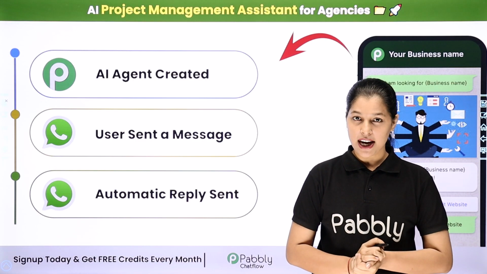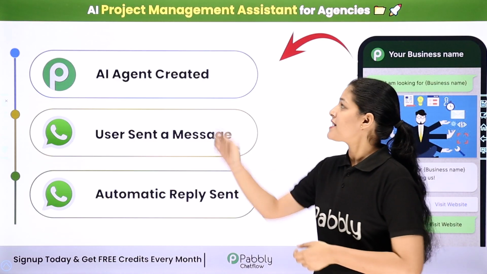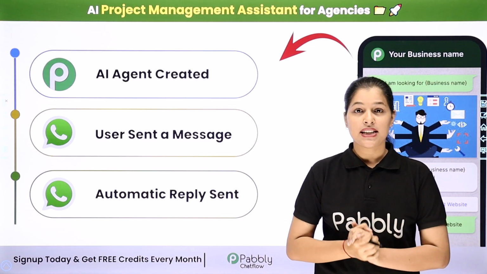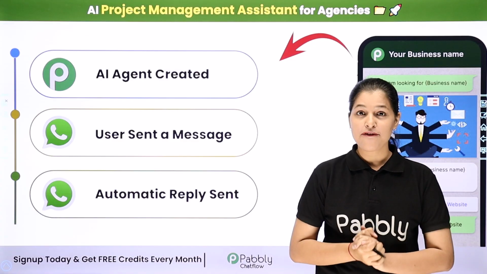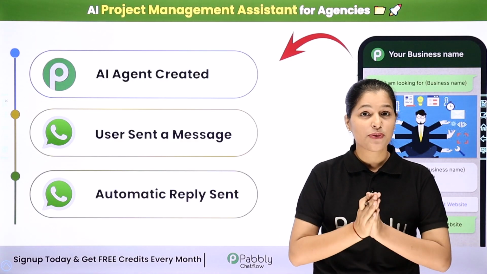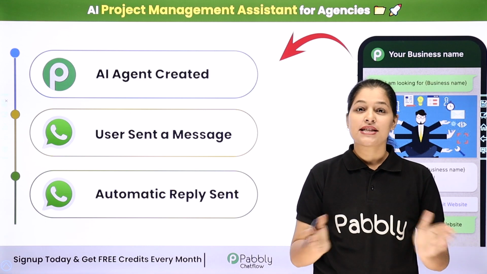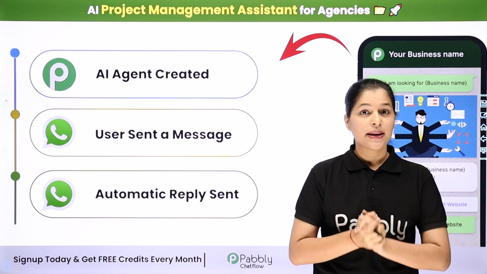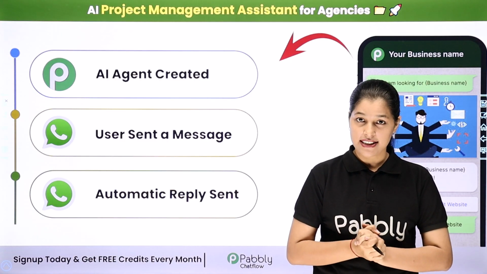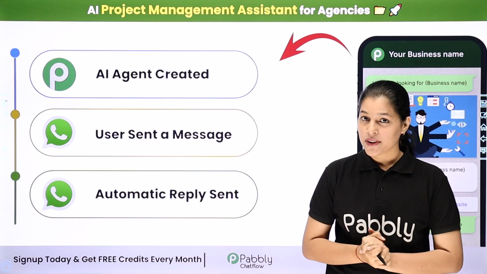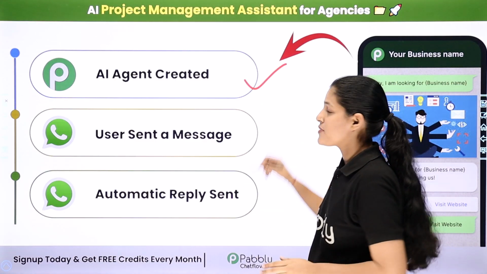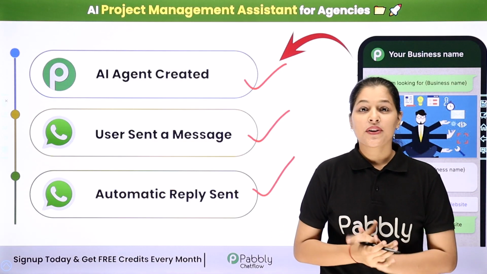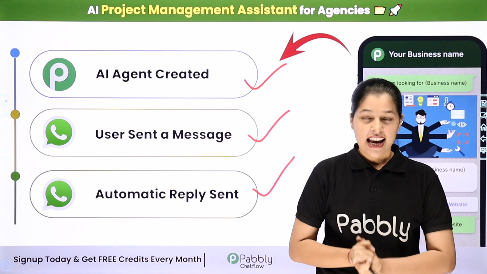So in this video we are going to learn how to create an AI project management assistant for agencies, and we are going to build this AI assistant by using Pabbly Chatflow, which is going to answer my customer queries 24/7 while you are busy or unavailable. And this AI assistant is going to respond to my customer queries on the basis of the knowledge base I have provided to it. So firstly, in this video we are going to create an AI agent. Now if a user sends a message, an automatic reply will be sent to them. So if you also want to create this AI assistant for your own business, then let me take you towards my screen.